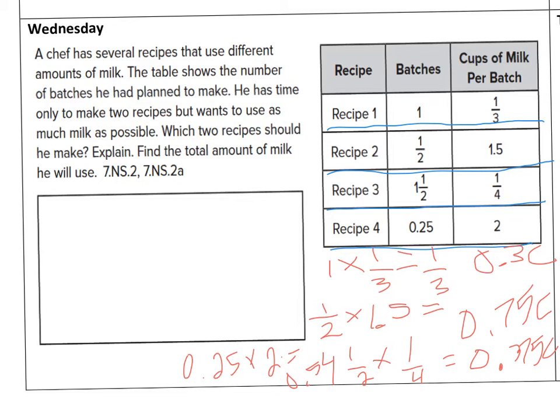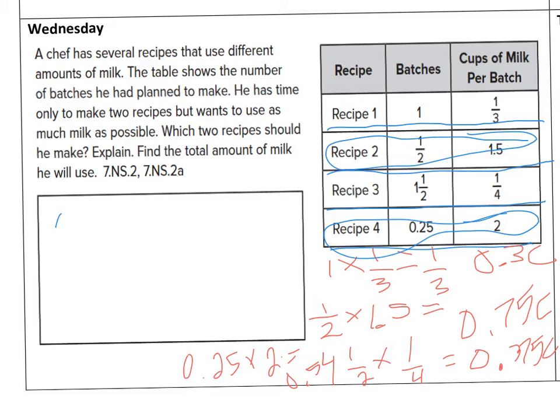So in the end, because it's asking which 2 recipes should he make that have the higher value, that would be the second recipe and the last recipe, recipe number 4. So the question is simply asking which 2 recipes should he make, recipe 2 and recipe 4, and then find the total amount of milk he will use.